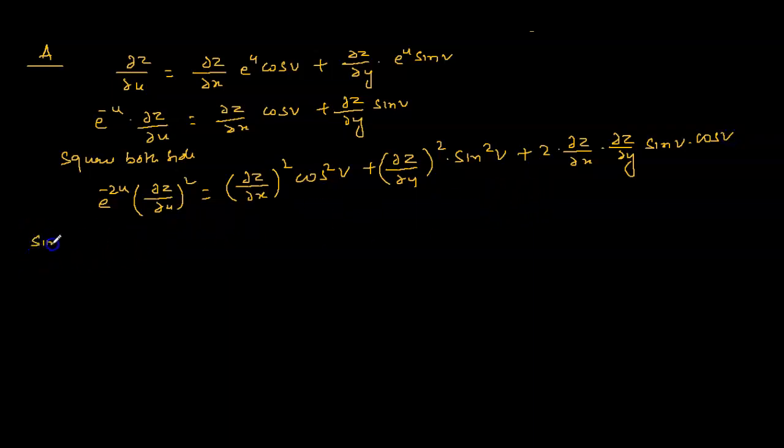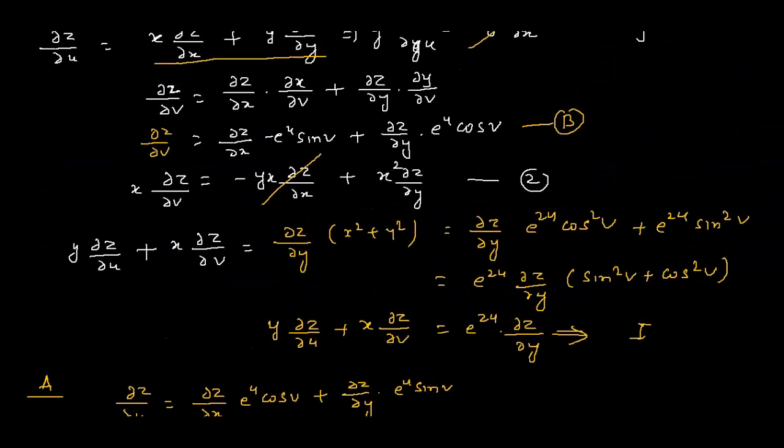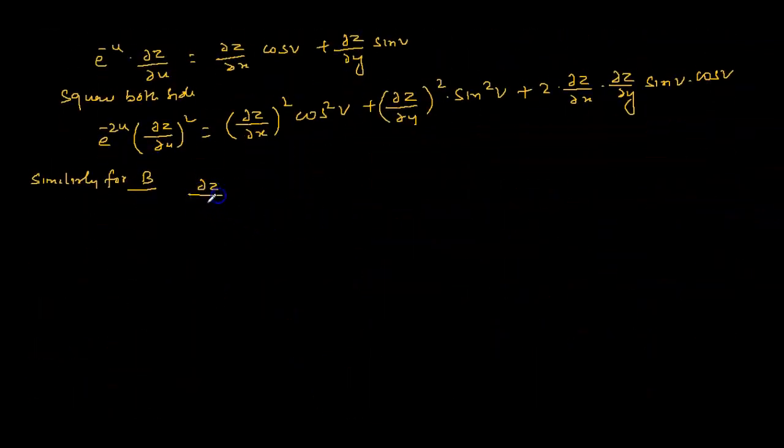Similarly, for b, this was the one. So if you take e power of u out on this side, it becomes e to the power of minus u, and this I will write here. This del z by del b is equal to minus of that, del z by del x into minus e to the power u sine of b, and plus del z by del y into the differentiation, so e to the power of u cos of b.